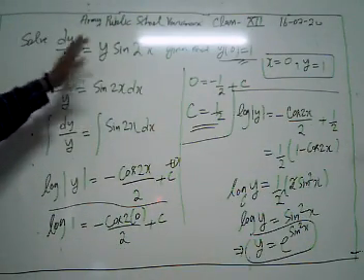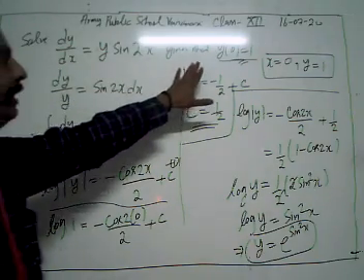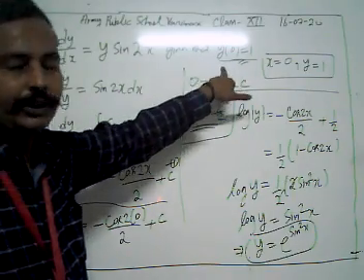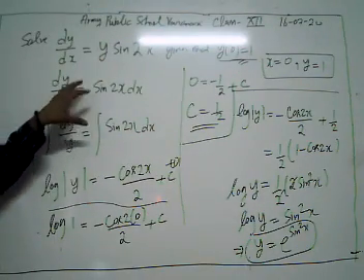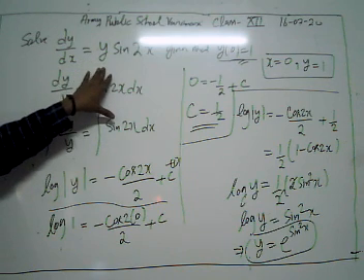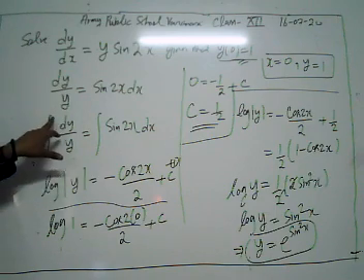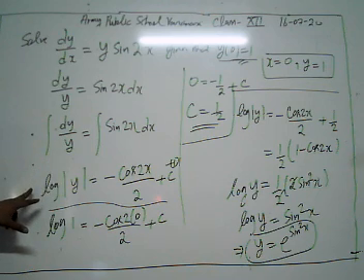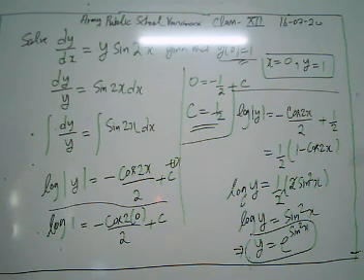Look, this is one of the problems asked in our board examination. dy/dx equals y sin 2x, given that y of 0 is 1, meaning at x equal to 0, we have y equal to 1. What do we do? First of all, we separate our variables. Then dy by y equals sin 2x dx. Then after integrating, log y is equal to minus cos 2x by 2 plus c.